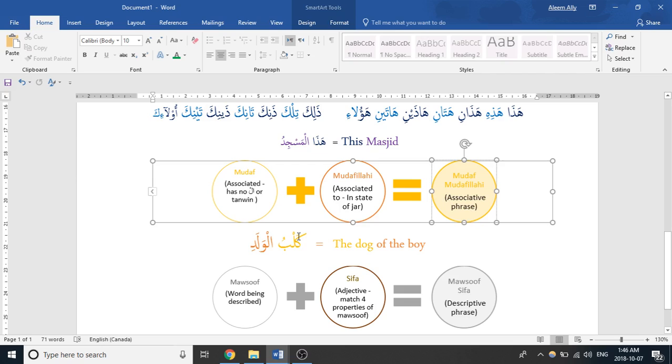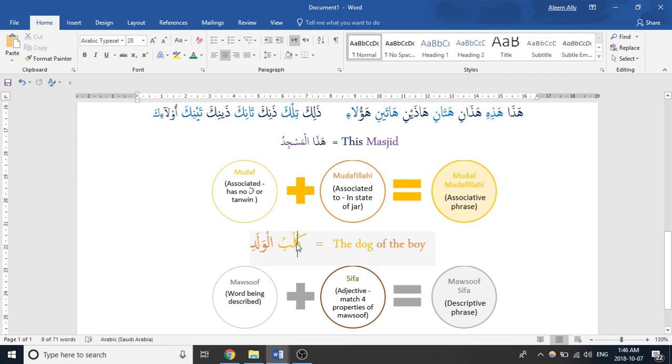Now the sign of mudaf is that it has no alif lam and it has no tanween. And then the sign of mudaf ilayhi is that it's in a state of jar. So if you wanted to identify a mudaf ilayhi associative phrase, you would look for the first word, and if it has no alif lam, has no tanween, then it's mudaf. And if the word that follows right after it is in a state of jar, then you know for a fact that's mudaf ilayhi, and you're dealing with a mudaf ilayhi phrase.